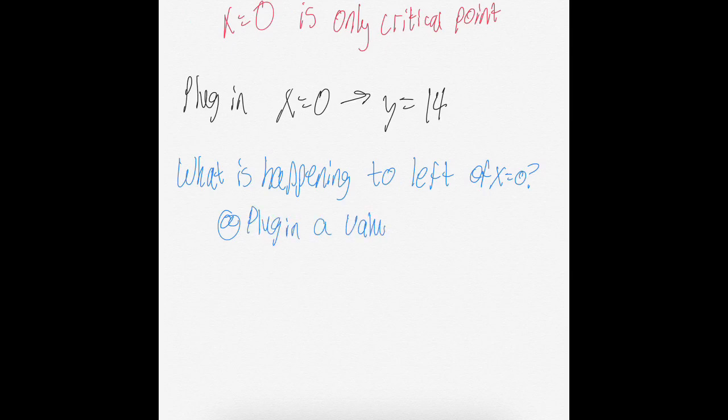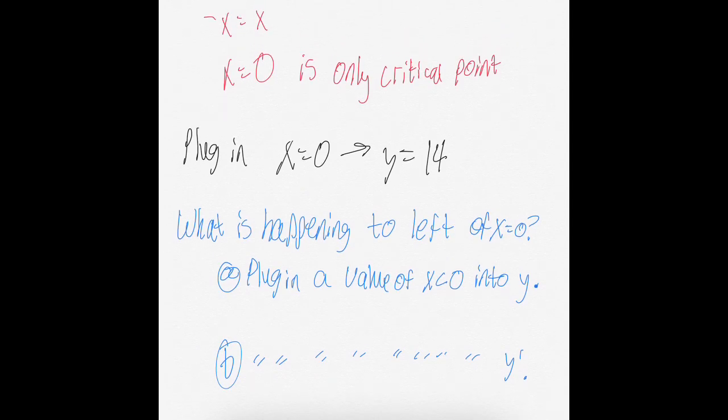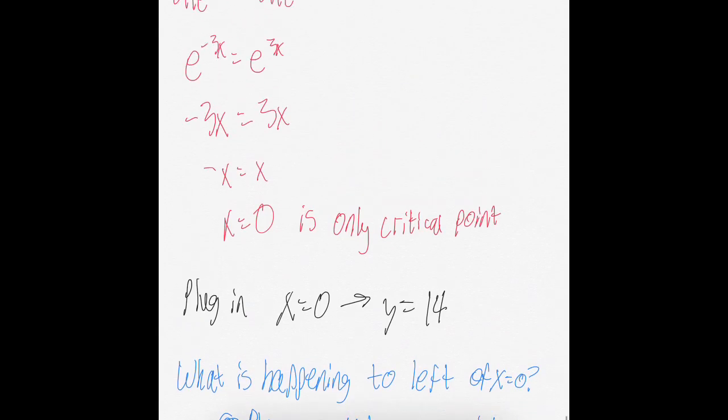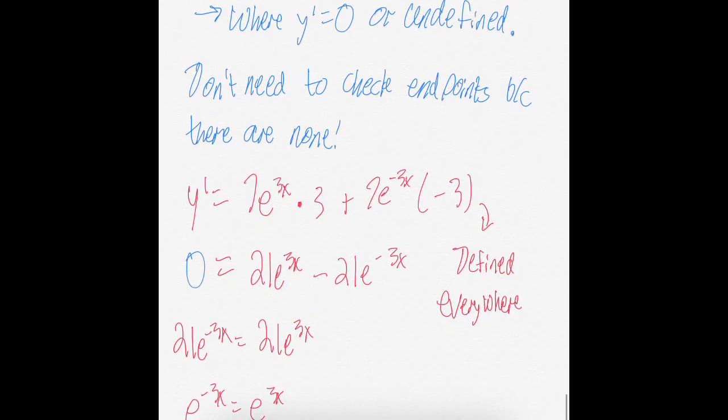Well, there are two ways of doing this. We can plug in a value of x less than 0 into y, or the other thing which we can do is plug in a value of x less than 0 into y prime. Okay, and we'll interpret those results differently. So let's do both just to see how they work.